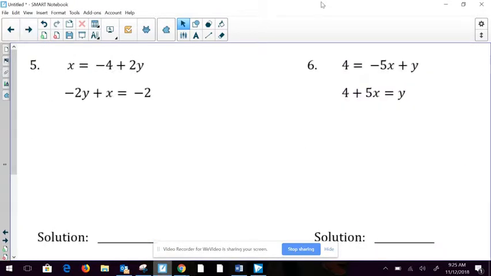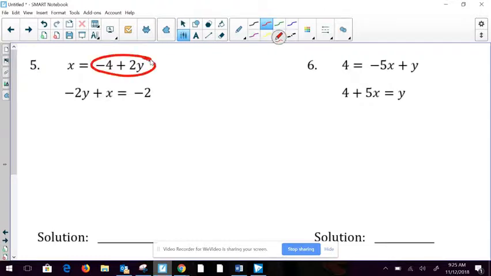Let's look at number 5. Oh no, this one says x equals instead of y equals. Is that going to change anything? No. The only thing it really changes is that this entire piece is x. So instead of plugging it in for y, we're going to substitute it in for our x value.